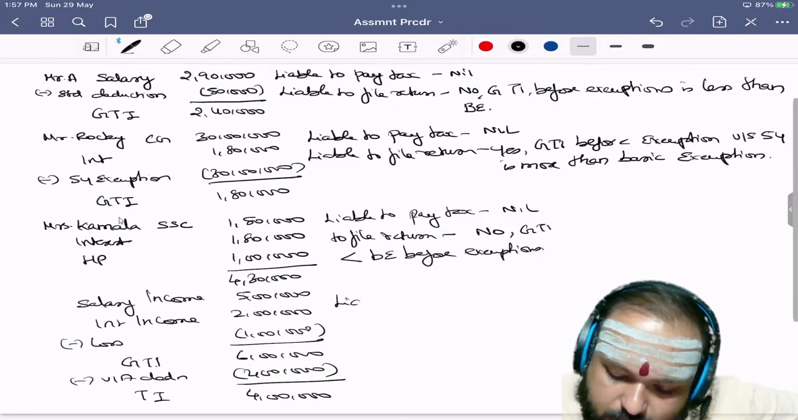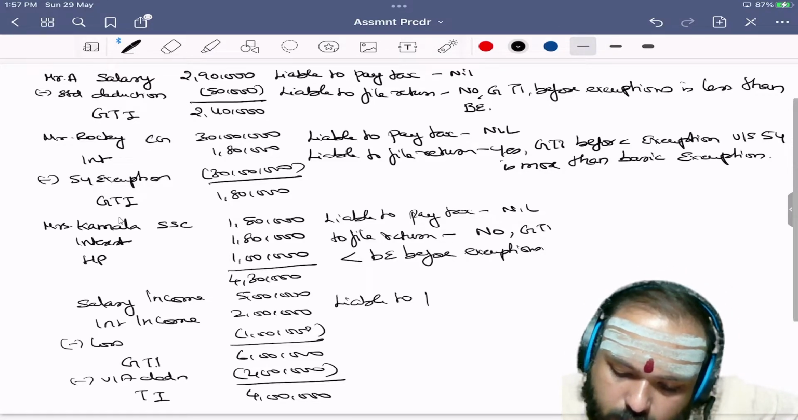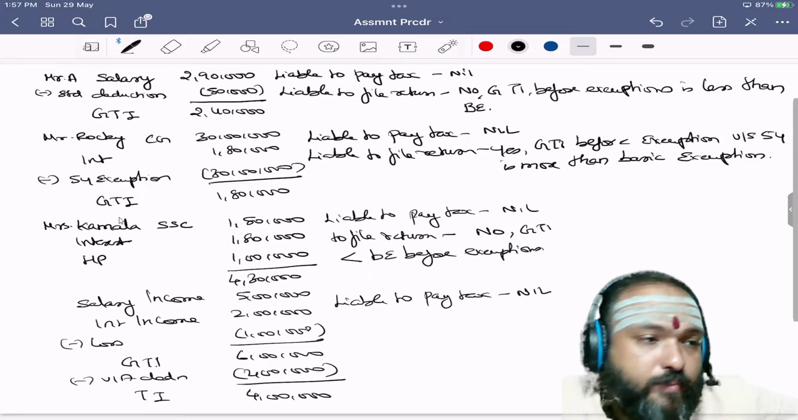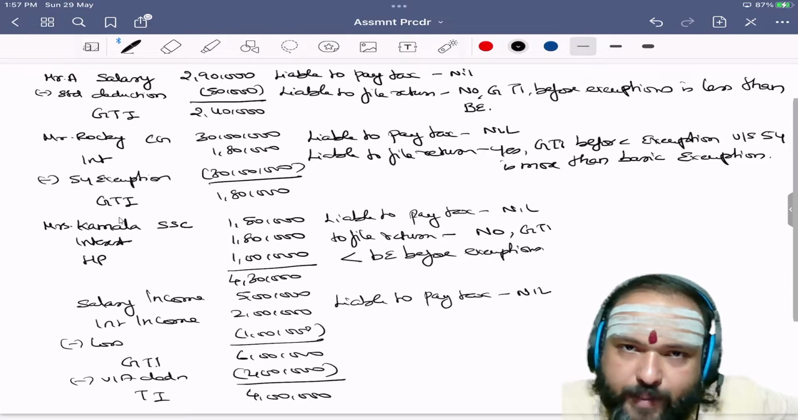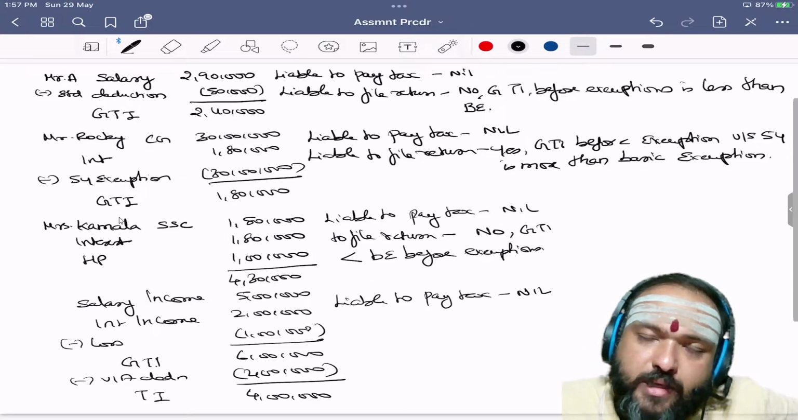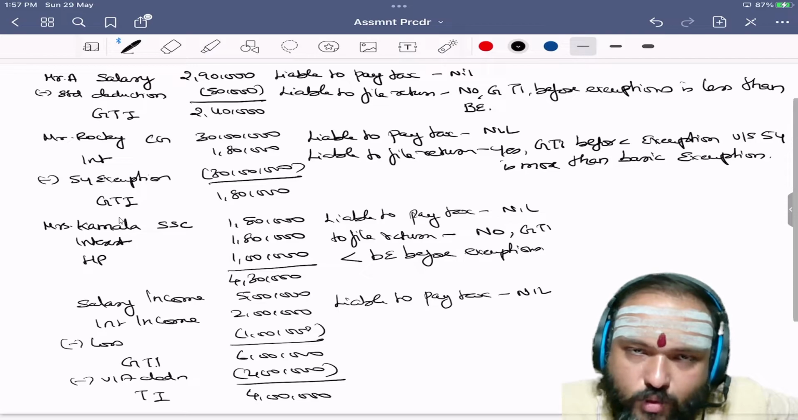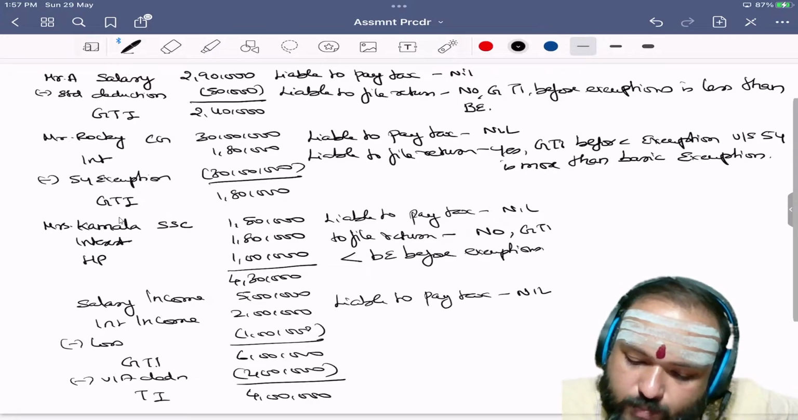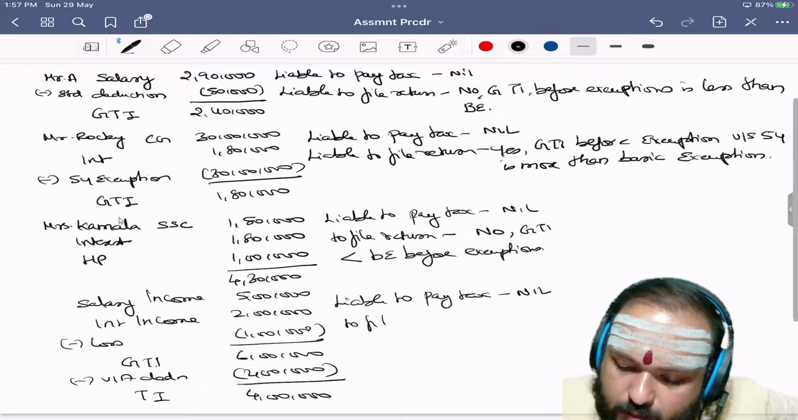Liable to pay tax: nil. Why? Because he will be eligible for a rebate. He will be eligible for rebate up to the extent of rupees 5 lakhs of total income. So there is no question of tax liability arising here. Now the next point is to file return.